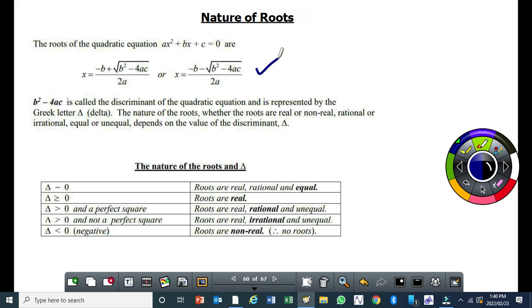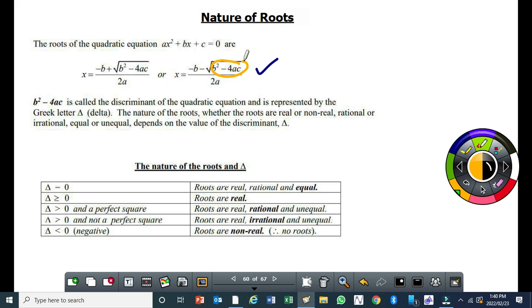Now, the expression inside the square root, this b squared minus 4ac, is the one which is used to determine the nature of roots. By nature of roots, we are saying, are the solutions real numbers? Are they rational? Are they equal or unequal? If they are rational, you can have a different case. You can have rational and then you can have two roots that are equal.